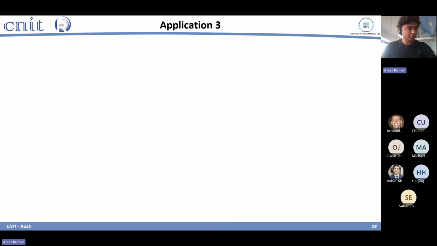Now, jumping to application 3, probably I have some time. Yeah, I have probably 10, 15, 20 minutes, so we can cover this application also.